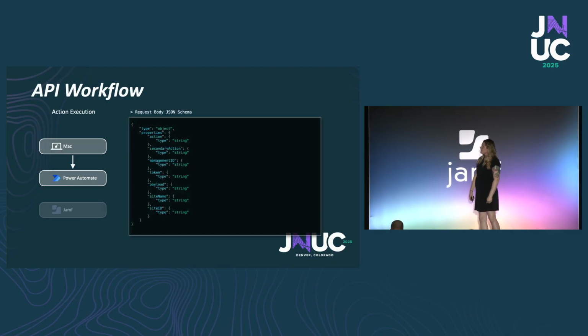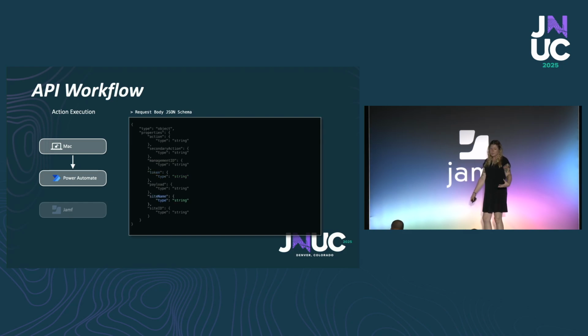So here's that same JSON request body that's coming into Power Automate again, but this time we're using action, secondary action, and the management ID of the device. The token that was generated, we're supplying that back to Power Automate.